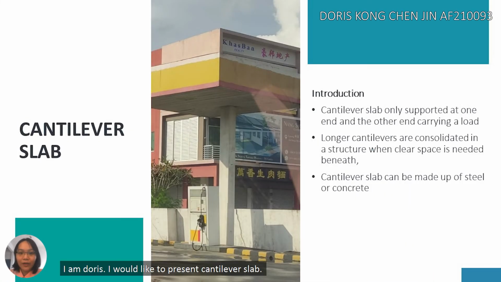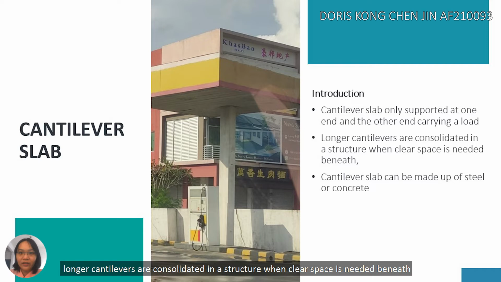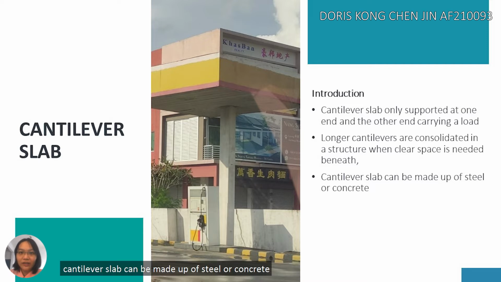I'm Doris. I would like to present cantilever slab. A cantilever slab is only supported at one end, and the other end carries a load. Longer cantilevers are used in a structure when clear space is needed beneath. A cantilever slab can be made out of steel or concrete.